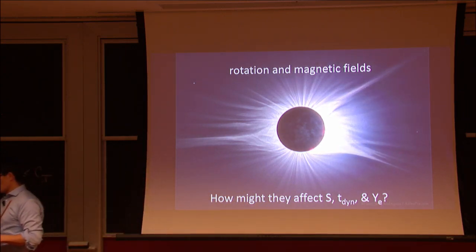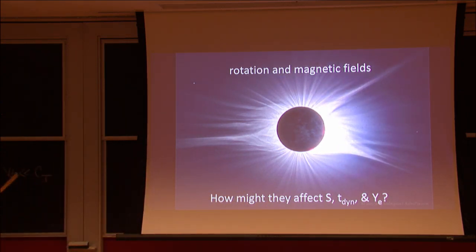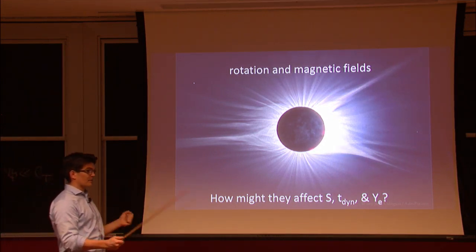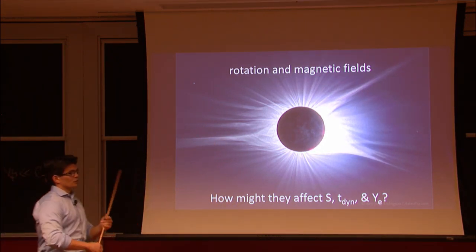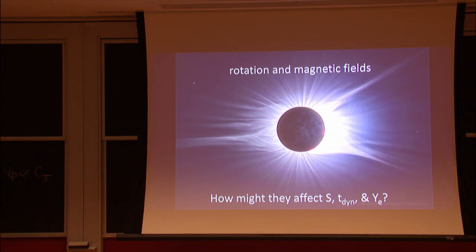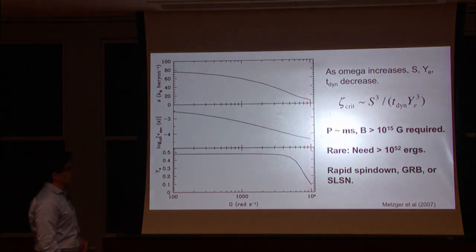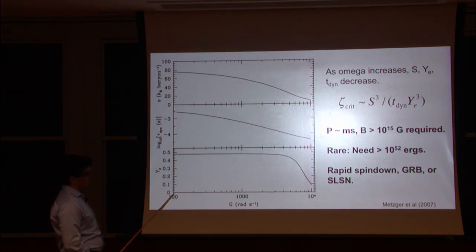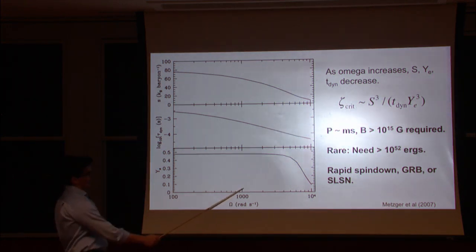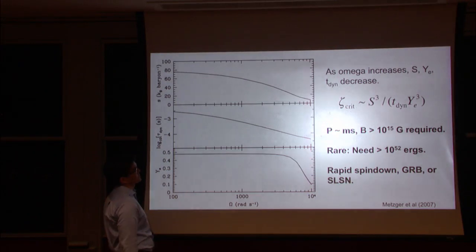What's less obvious is that the electron fraction will also decrease, because as you rotate faster and faster and faster, you begin to basically be ejecting the neutron matter from the surface of the neutron star. And so what we did is a series of calculations where we took the neutron star from 100 radians per second to 1,000 radians per second to 10 to the 4 radians per second.